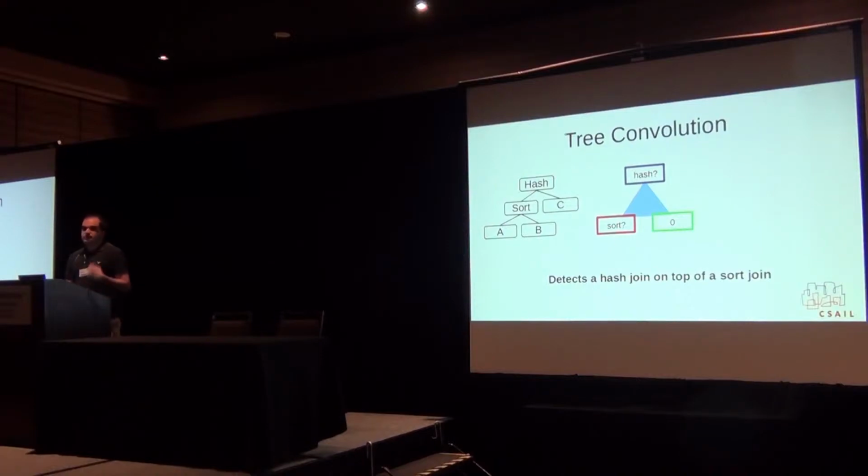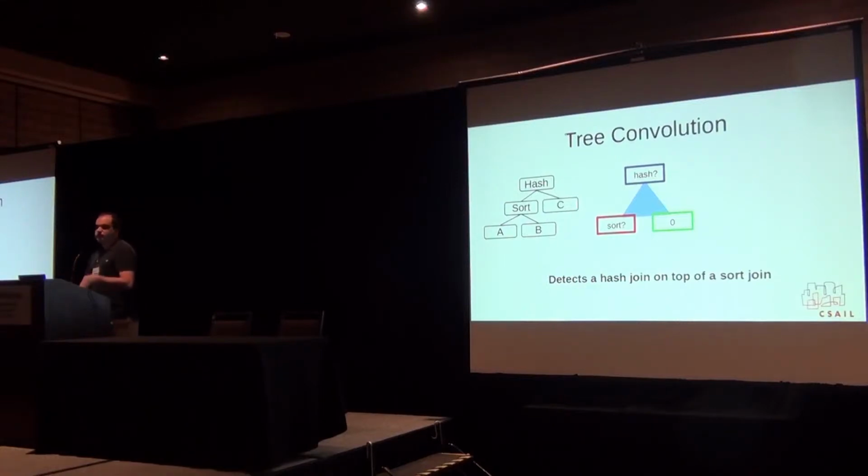Just like how we have little 3x3 oriented edge filters and color filters for images, we can also think about what a filter that we slide around to examine local structure would look like on a tree. For example, here's a very basic filter that's going to detect a hash join that's on top of a sort join.